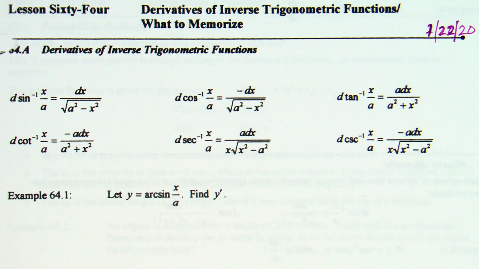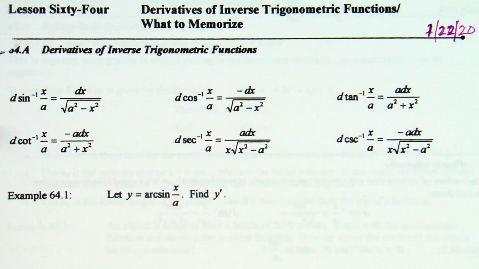As we look at these, you are basically being given, right here at the top, the derivatives of the 6 inverse trig functions. So, we've got our sine, cosine, tangent. Now notice, this isn't the derivative of sine, cosine, tangent. This is the derivative of the inverse function. So sine inverse, cosine inverse, tangent inverse, and also the derivatives of cotangent inverse, secant inverse, and cosecant inverse.